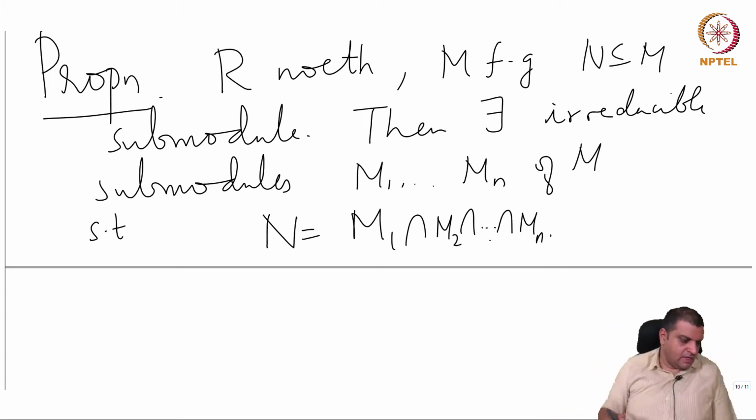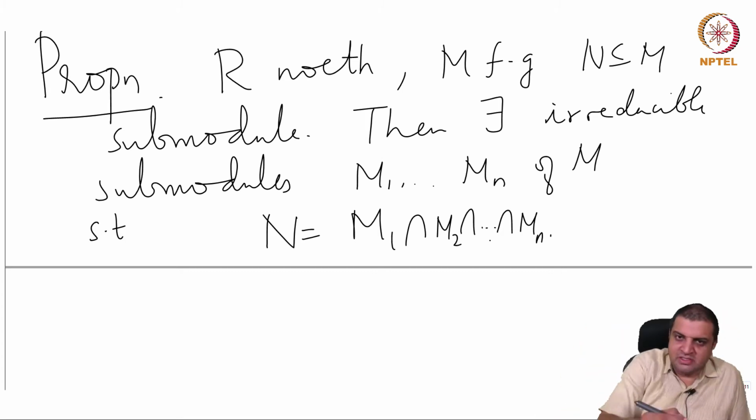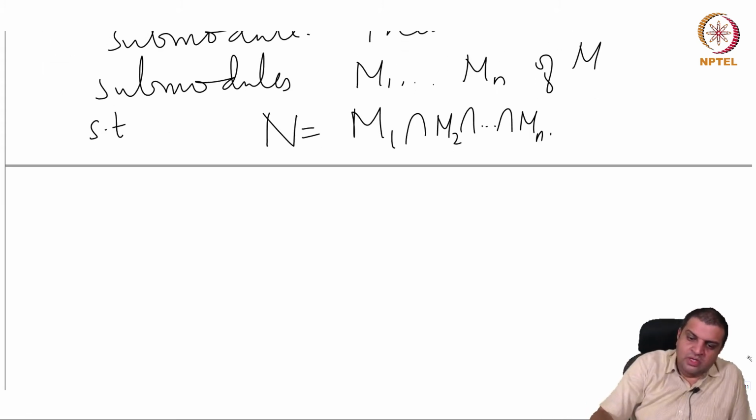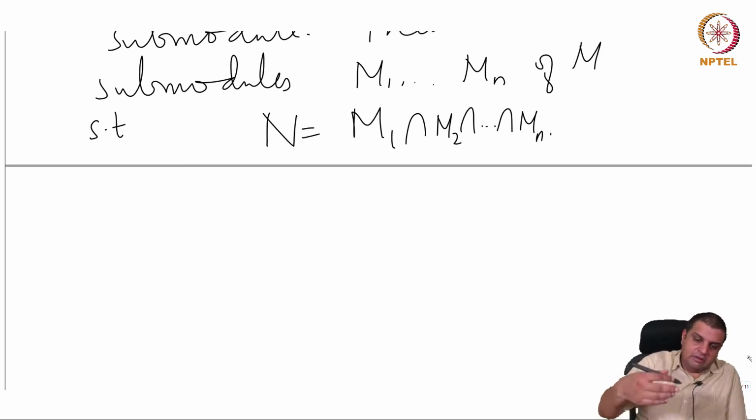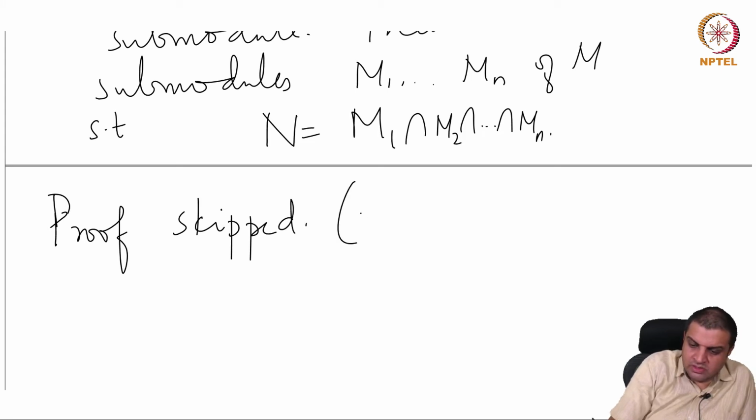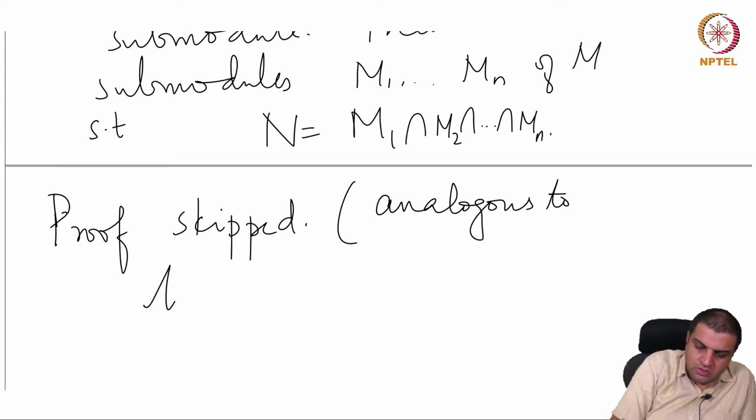So that's a thing. And the proof I will skip because it is just repeating the argument for what we did for ideals. There's nothing new. If it is not true, then there will be an N1 which is strictly bigger than N, and so on. It will go on building a chain, but such an infinite ascending chain is not possible because we are inside a Noetherian module. Therefore, it must admit such a decomposition. So the proof is skipped. Okay, so this is analogous to the ideals.